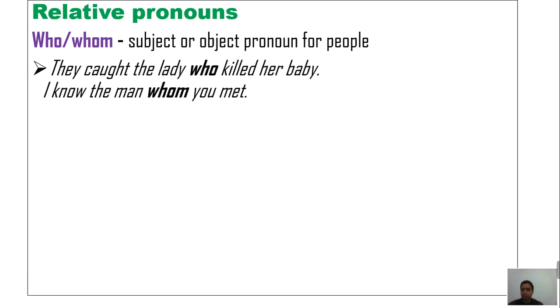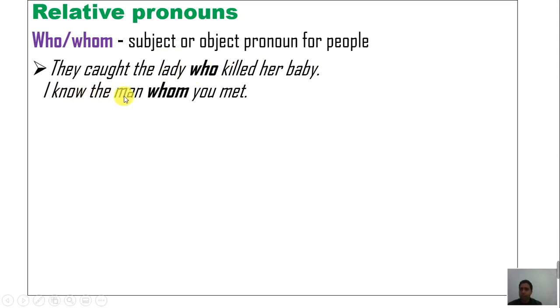They caught the lady who killed her baby. I know the man whom you met. So in the first sentence, they caught the lady who killed her baby, the lady is the subject, killed is the verb, her baby is the object. So who refers back to the lady. Now here we used who.